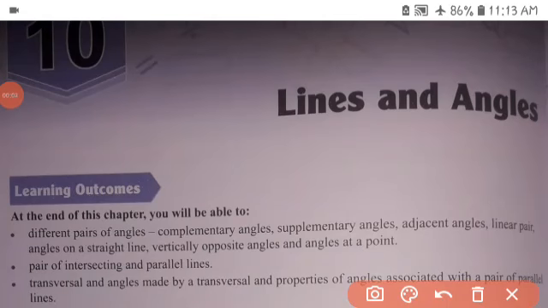Good morning, students. Today we start Chapter 10, Lines and Angles.